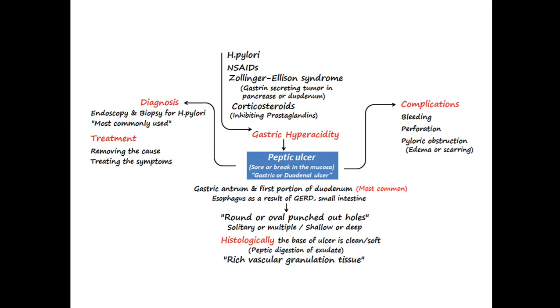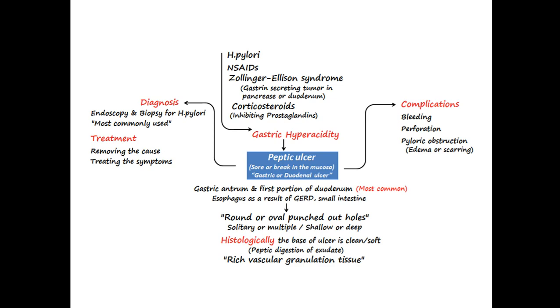Now, this is a summary of peptic ulcer disease. Peptic ulcer is a sore or break in the mucosa. It may be in the form of gastric ulcer or duodenal ulcer, and the major underlying cause is gastric hyperacidity, excess production of hydrochloric acid from the parietal cells of the stomach. The causes include Helicobacter pylori infection, use of steroids and non-steroidal anti-inflammatory drugs, and gastrin-secreting gastrinoma in Zollinger-Ellison syndrome. The common sites are the gastric antrum and the first portion of the duodenum.